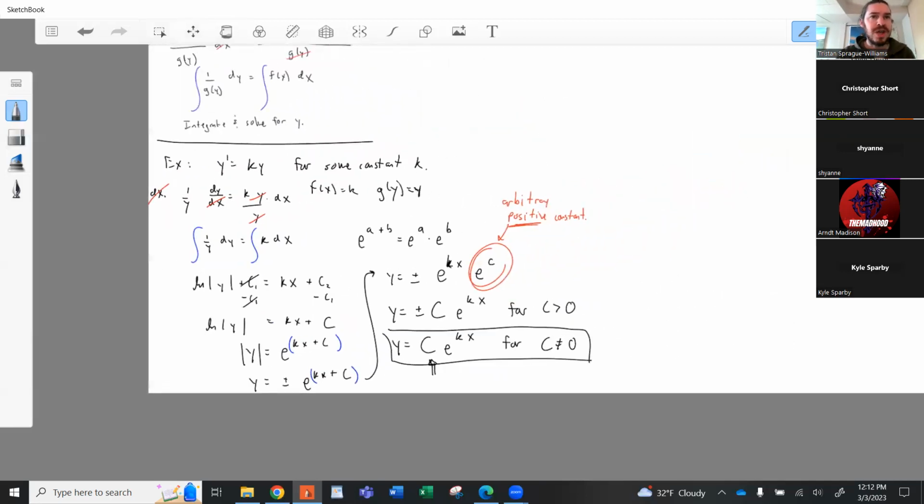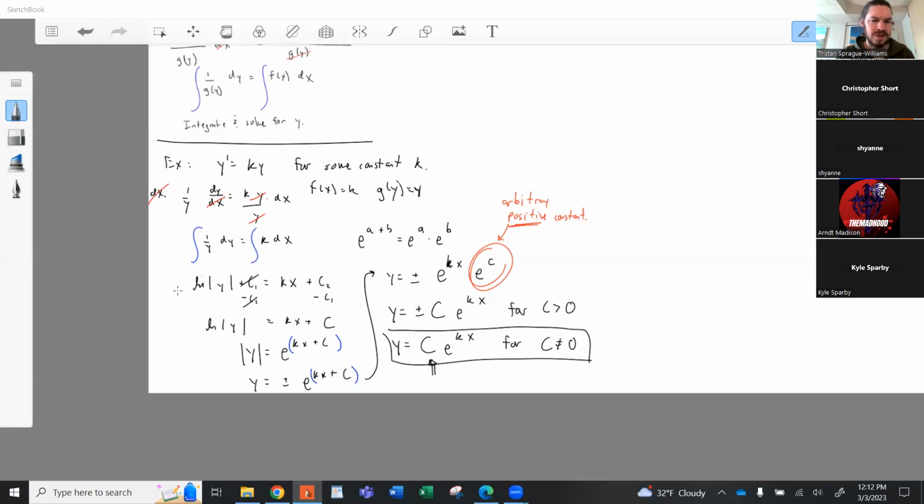So there's a question in the chat. Why is it the natural log of the absolute value of y? Doesn't it need to be positive y to have a positive 1 over y? We don't have to have a positive 1 over y. We don't have to have a positive y. y could be negative, I believe, because k can be any constant. So I think there's nothing in particular requiring that y be a positive number.